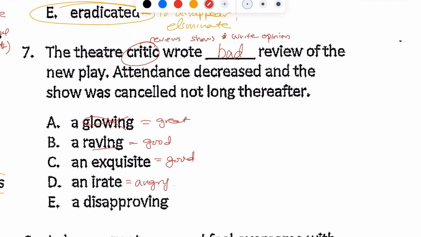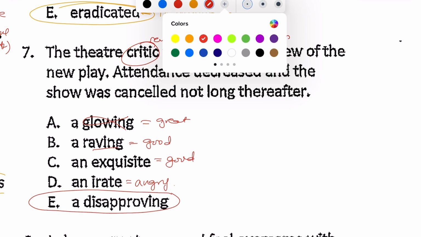But it doesn't really work here. You don't really write an angry review. It would be choice E, disapproving review. So that means that you did not like this play. And then people also saw that this really famous person, this critic, didn't like it, so they think, I'm not going to go see it because I heard it was bad or something like that.